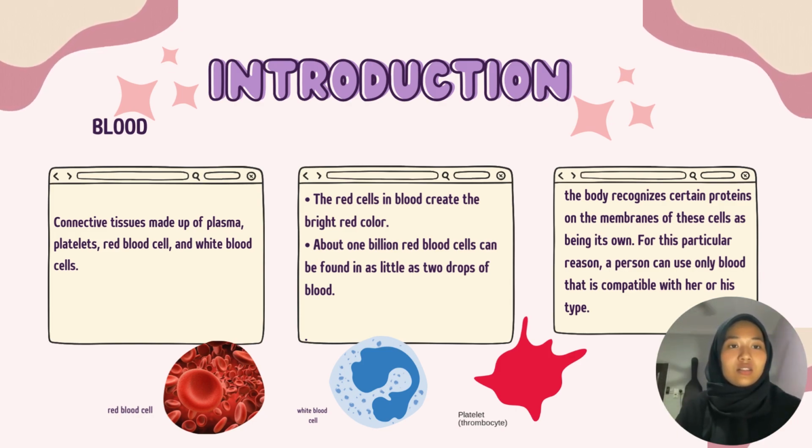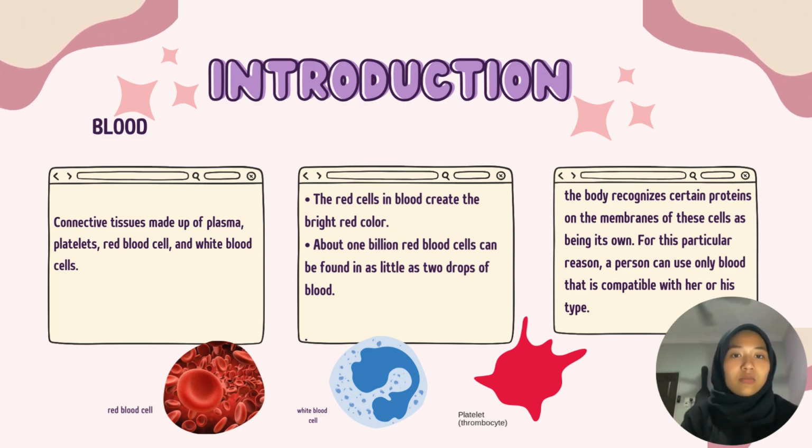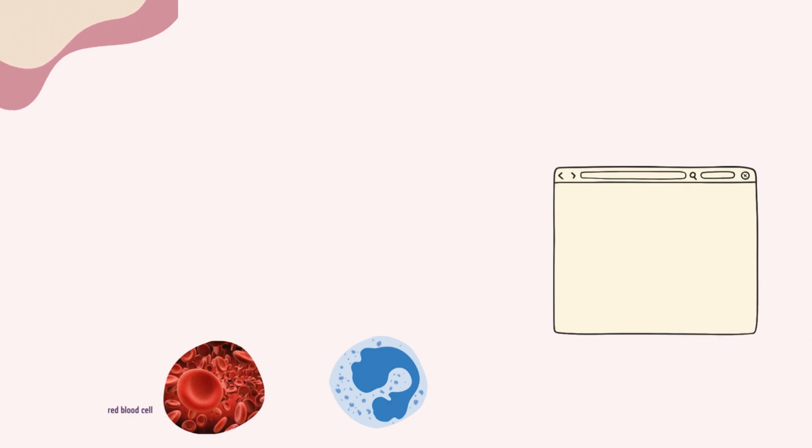Next, the red cells in blood create the bright red color. About 1 billion red blood cells can be found in as little as 2 drops of blood. The movement of carbon dioxide and oxygen throughout the body is also carried out by these cells. They are also in charge of the phenomenon known as typing. The body recognizes certain proteins on the membranes of these cells as being its own. For this particular reason, a person can only use blood that is compatible with her or his type.